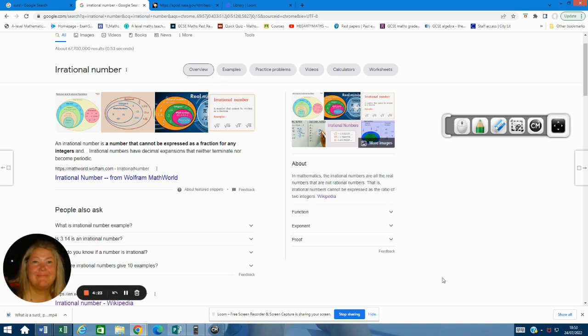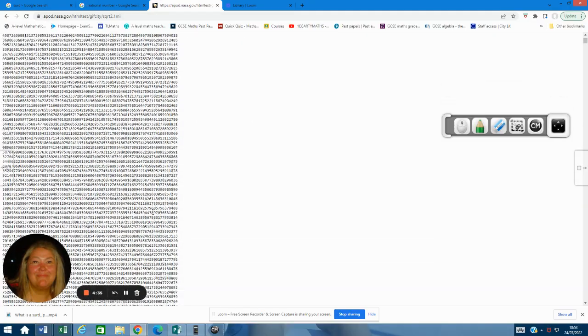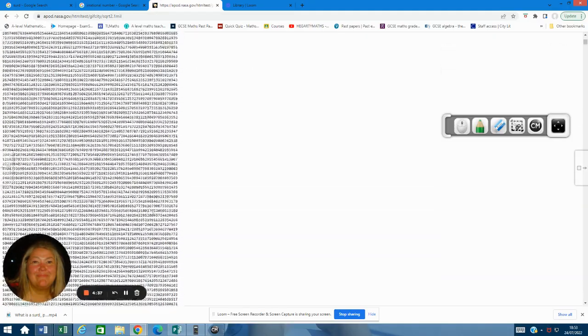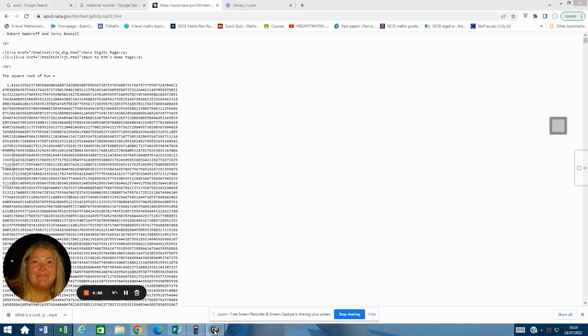Again, I've Googled it and we get: an irrational number is a number that cannot be expressed as a fraction of any integers. So if we go back to that 1,000,000 decimal place result, perhaps it will give you some insight as to how that would just not be possible to write as a fraction.